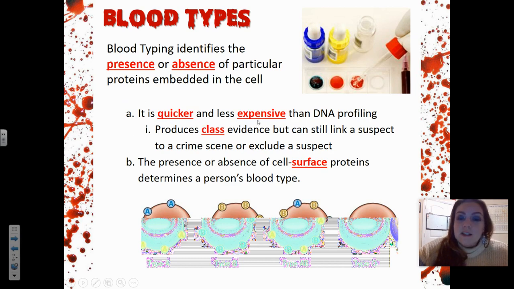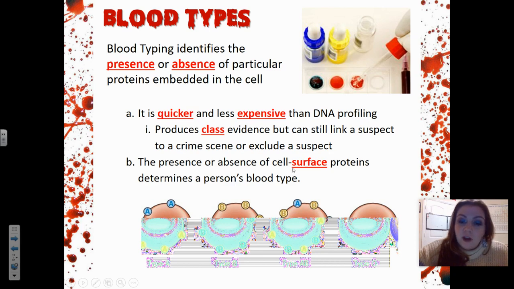It is quicker and less expensive than DNA profiling to do these blood type tests. So it's pretty simple to send off the blood you find at a crime scene to do a blood type test. But if you find the blood type, that does not tell you one specific person that did the crime. It is class evidence. So it gives you a group of people. If I have a B blood type at the crime scene, then obviously the person that I'm looking for has a B blood type. But that's it. It's not going to tell me one specific person. It's just going to give me a specific group. So it is helpful, narrows me down, but isn't giving me one person.